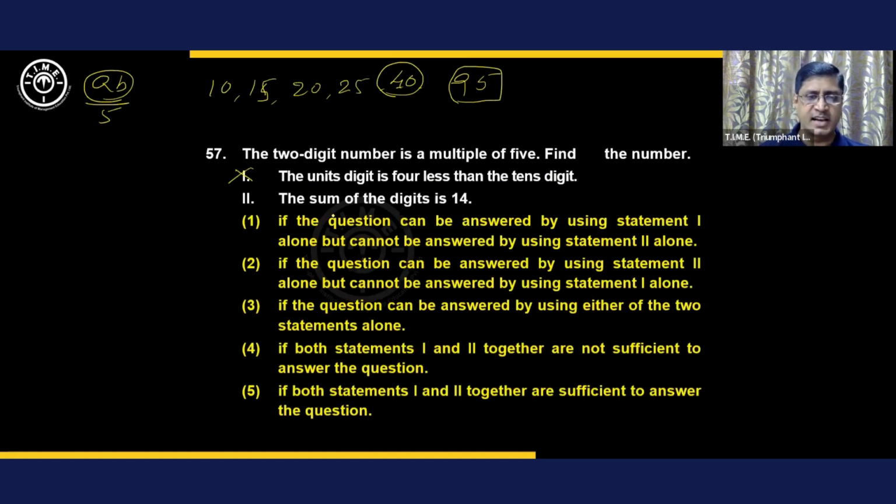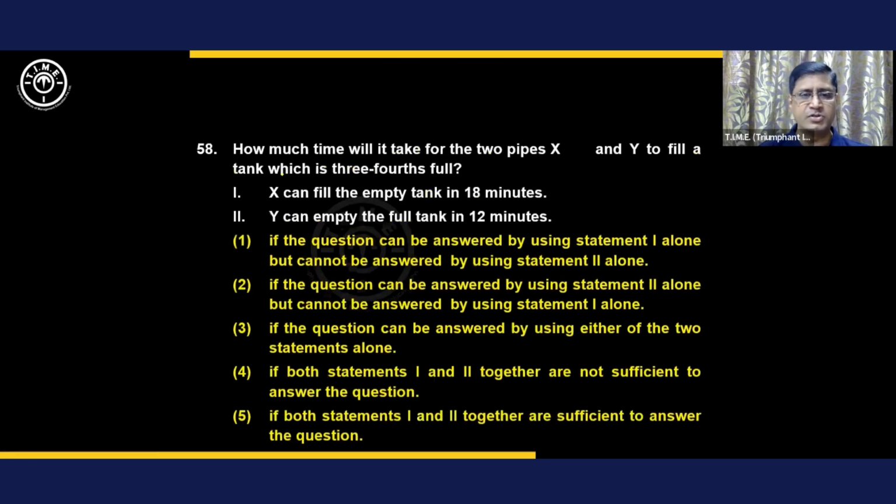Now look at the second statement. The sum of the digits is 14. Sum of the digits is 14 means A plus B is equal to 14. A plus B is equal to 14 means this is the only one number which is satisfying the condition. Now the right choice is option number 2. Second choice is the right answer. Now look at the next example on your screen.